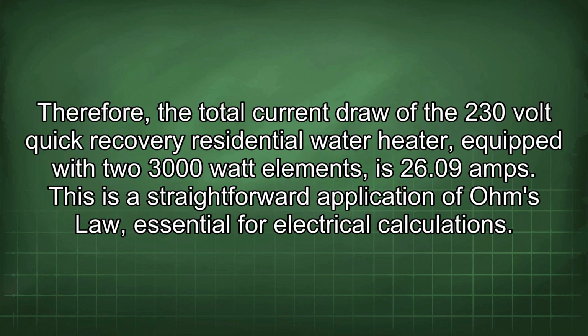Therefore, the total current draw of the 230-volt quick recovery residential water heater equipped with two 3000-watt elements is 26.9 amps. This is a straightforward application of Ohm's law, essential for electrical calculations.